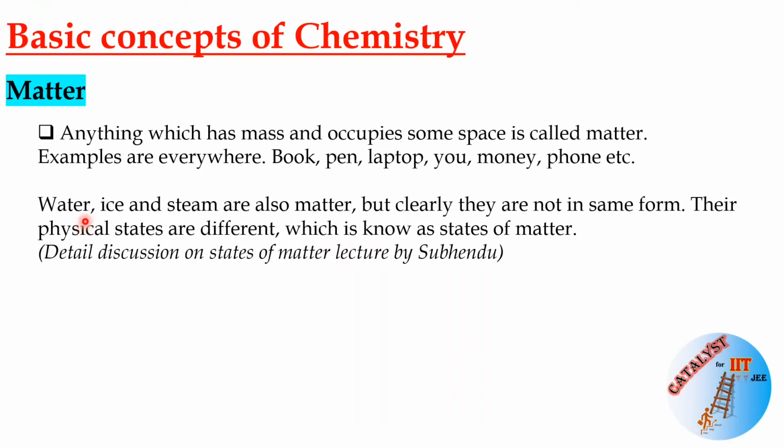Now if you see water, ice and steam, they are also called matter, but clearly their physical states are different. What do you mean by physical states are different? As you can see, steam is not liquid. Steam is like a gaseous thing. Ice is solid and water is liquid. Clearly, the physical states of these three are different. So, this is known as states of matter.